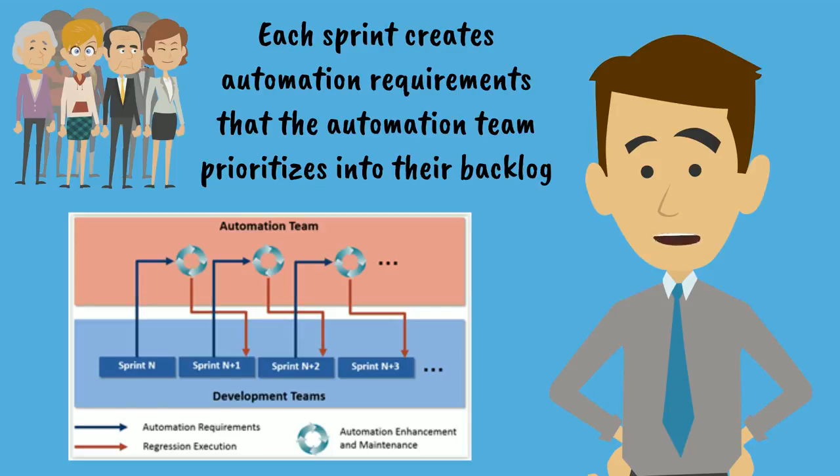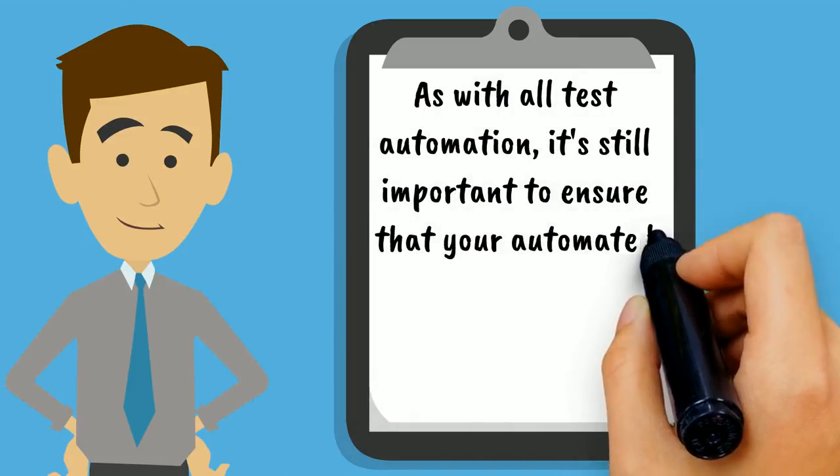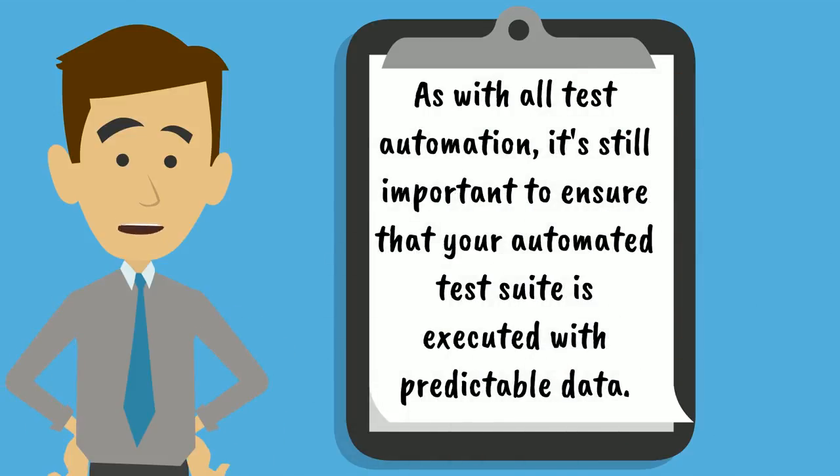Prioritization of the automation backlog is key to ensure that everything that is available for execution at any given time is more important than everything that isn't. Even the proper workflow doesn't guarantee success. As with all test automation, it's still important to ensure that your automated test suite is executed in an environment with predictable data. Therefore, you must have environment and data components incorporated into your test automation strategy.